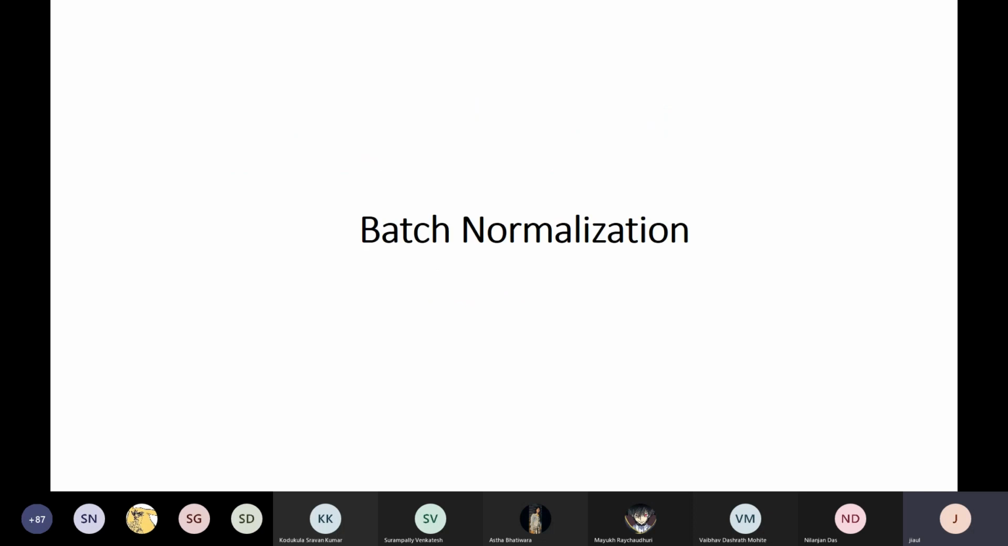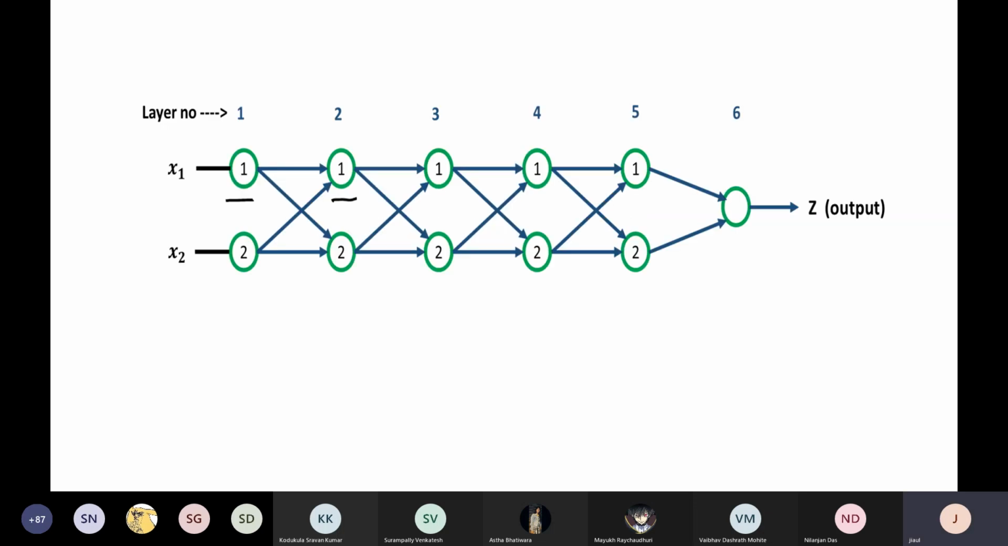Okay, so let's start with one of the most important parts in modern deep nets called batch normalization. Okay, and the name suggests that it is basically a normalization scheme. Okay, but a particular way we do normalization. So let's take a quick look at the structure of nets.